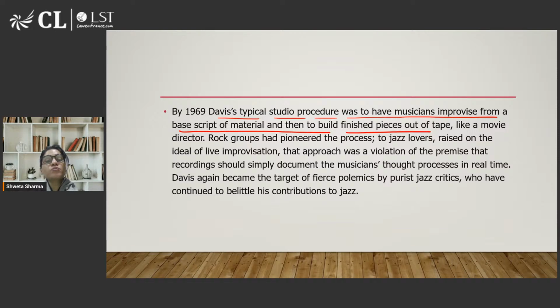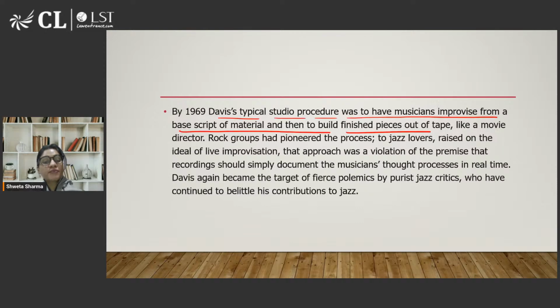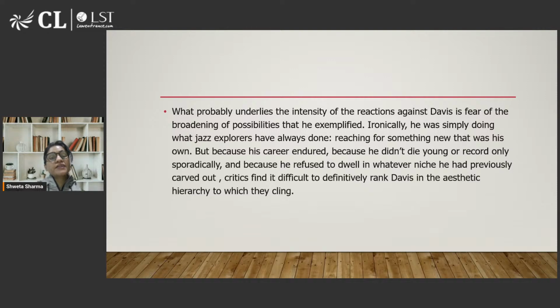Like there were many rock groups that had already gone out of the process. To jazz lovers raised on the ideal of live improvisation, that approach was a violation of the premise, and that recording should simply document the musician's thought process in real time. So that was what Davis became the target of the fierce polemics by purist jazz critics. What probably underlines the intensity of the reactions against Davis is fear of the broadening of possibilities that he exemplified.